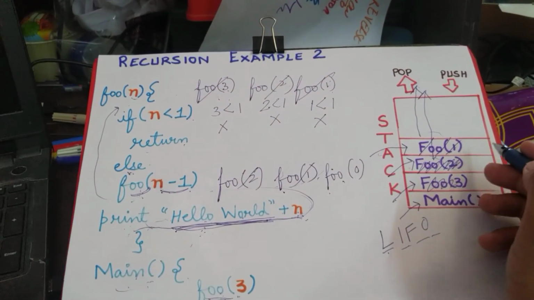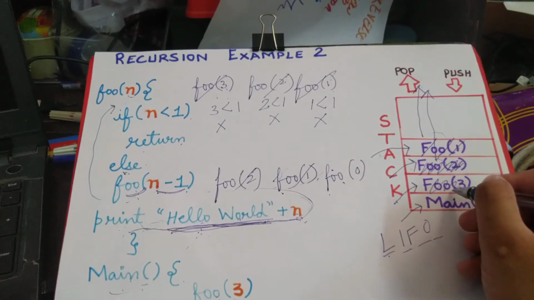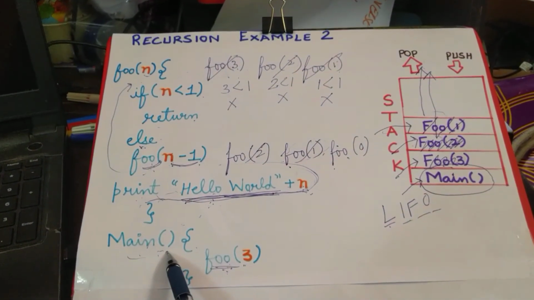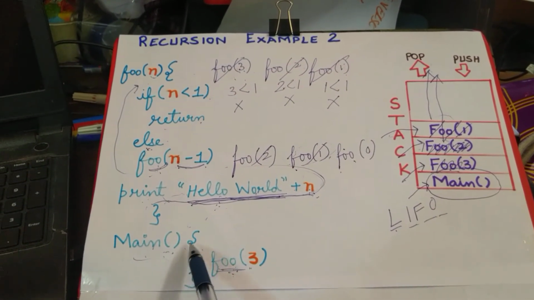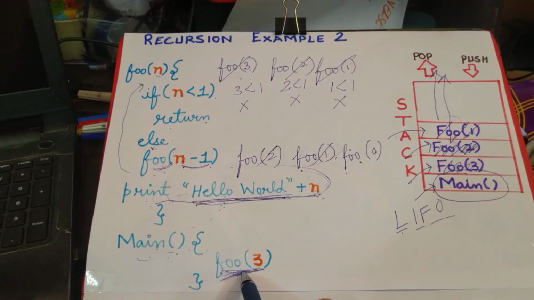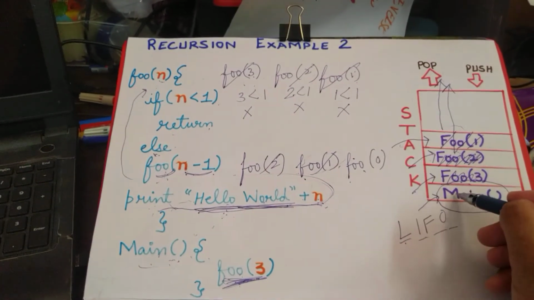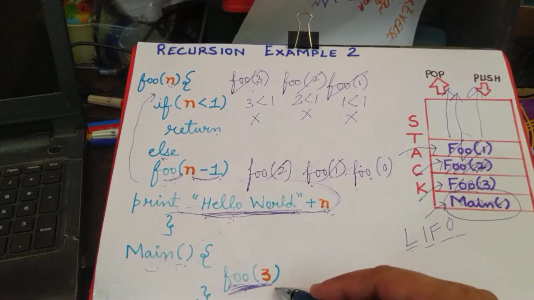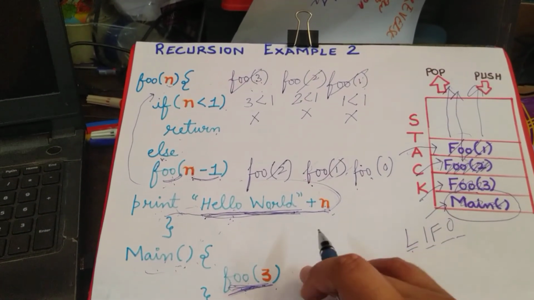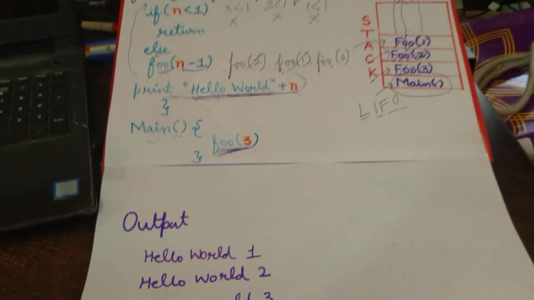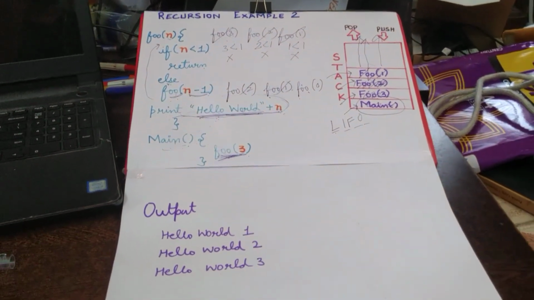Now we will check which method is left in the stack. Now the main method is left. So the main method, we can see, is calling foo3, but there is no statement of foo3, so that's why it will be empty. So the main method will go out of the stack, but there will be no statement. As there is no statement, nothing will be printed. So the output will be hello world 1, hello world 2, hello world 3. So this is how the recursion works.